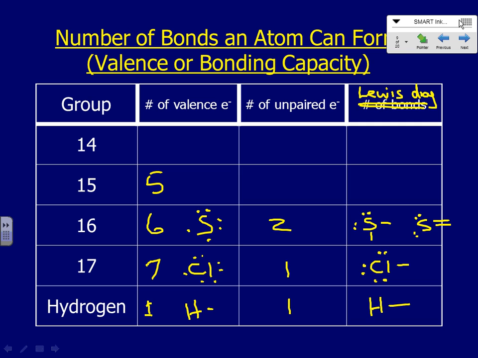Group 15. What's my example? What do you want? Pick 1 element. Nitrogen. It's a good one. Nitrogen. How many dots does it have? 5. 1, 2, 3, 4, 5. How many unpaired? 3. How many lines does it have coming from it? 3. It is that simple.